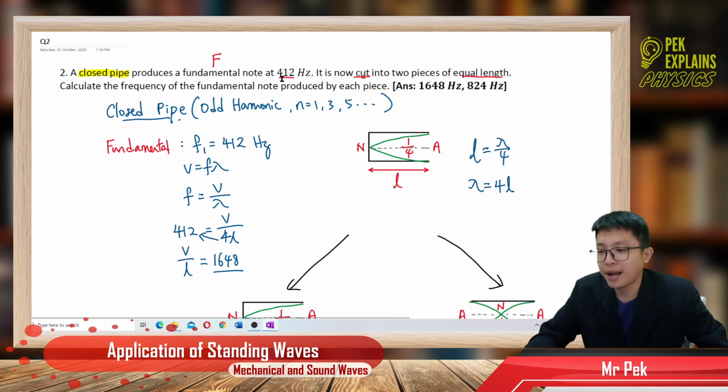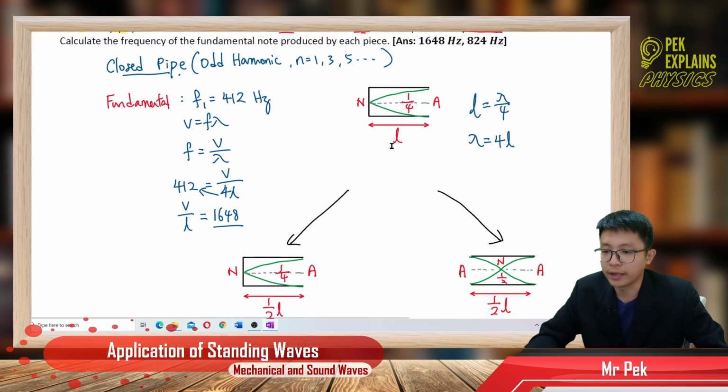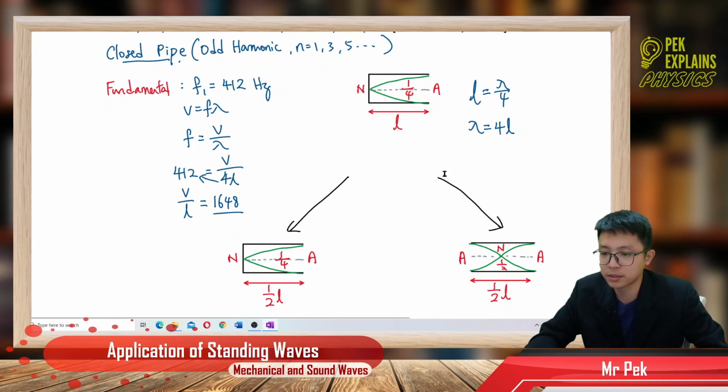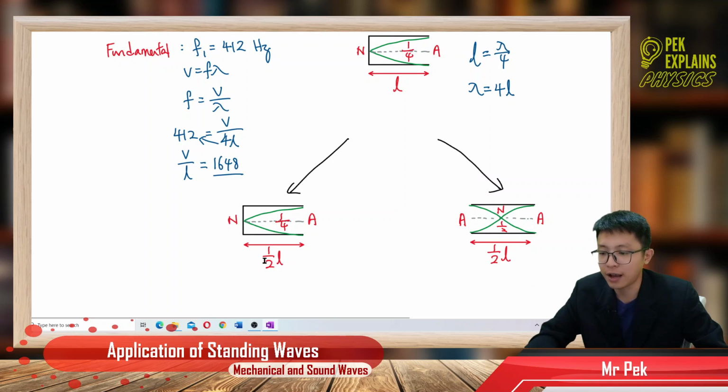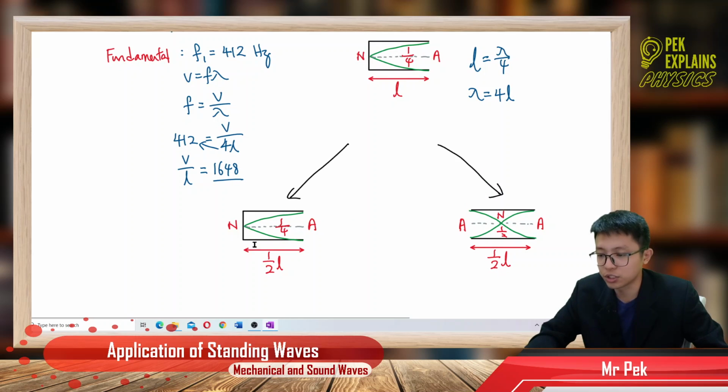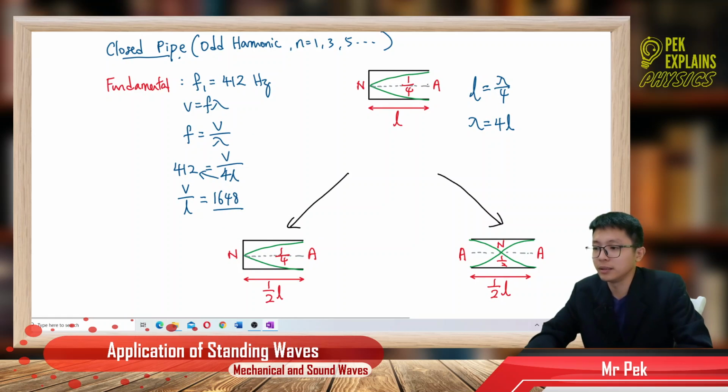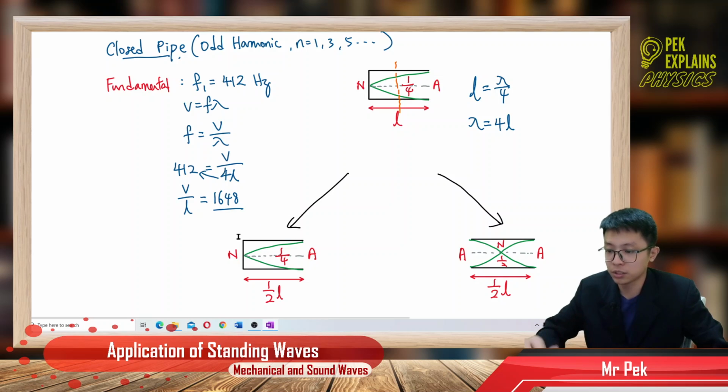Now he says the closed pipe is cut into two pieces of equal length. So I cut this closed pipe into two pieces. What do you expect? This length is cut into two pieces, which means each of them is half length, isn't it? I also end up with one closed pipe, and the other one is surely an open pipe, because it's like you cut in the middle. The left-hand side becomes a closed pipe, and the right-hand side is an open pipe, because it has two open ends.